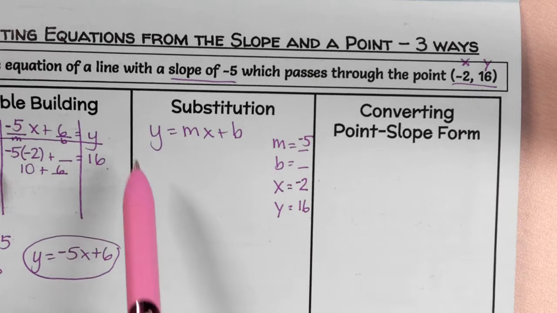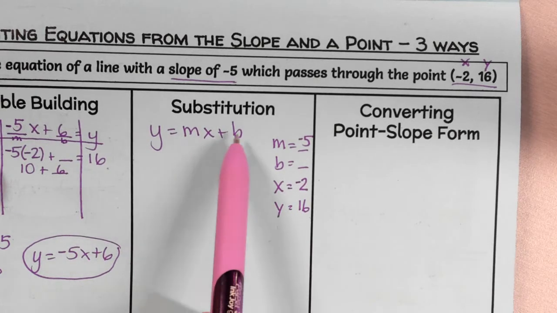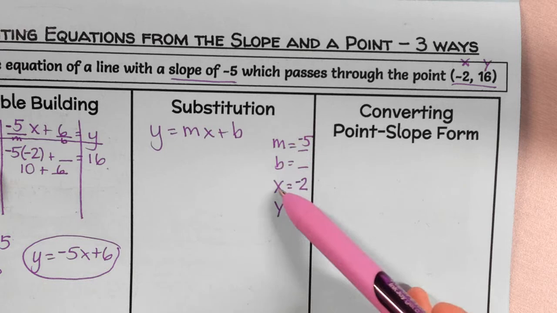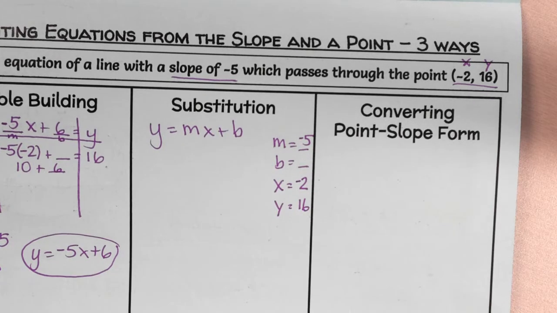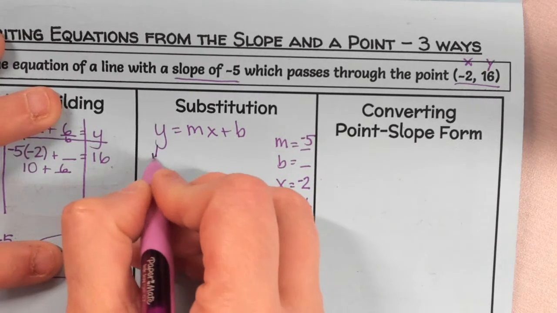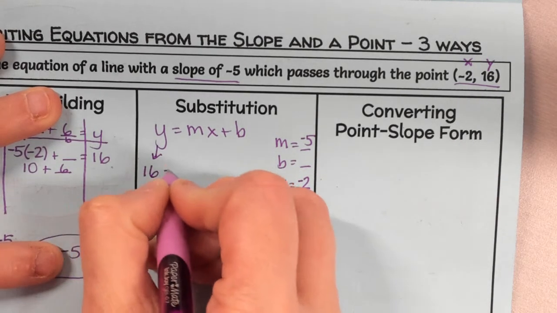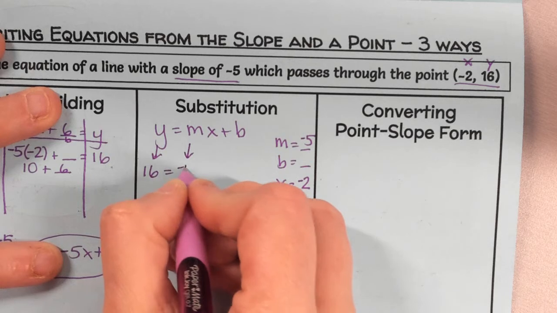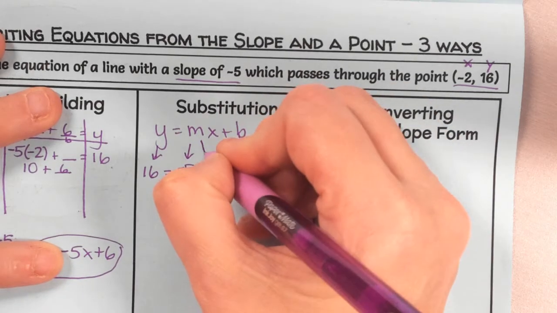Now, what I notice is y = mx + b. I've got the same letters here. The only one I'm missing is b. So I'm going to substitute these values in. Whoops.